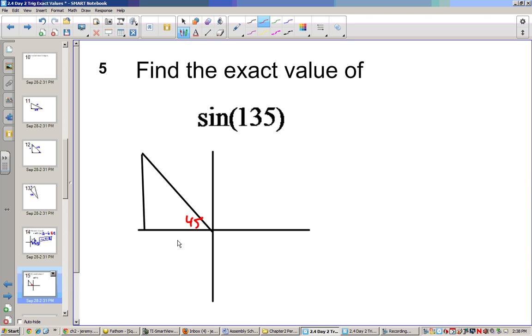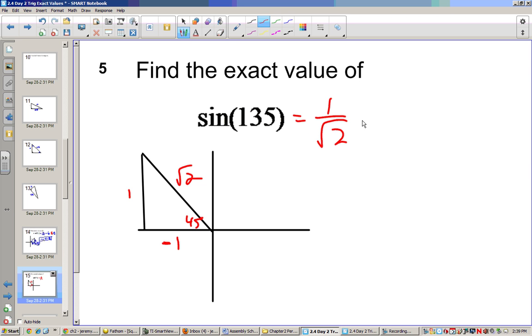Now remember, you can draw any triangle. I'll draw the 1, 1, square root of 2. Now since this is moving to the left, we have to call that a negative 1. That's moving up, so that's a positive 1. So the sine is going to be opposite, which is 1, over the hypotenuse, which is the square root of 2. And that's the positive square root of 2.